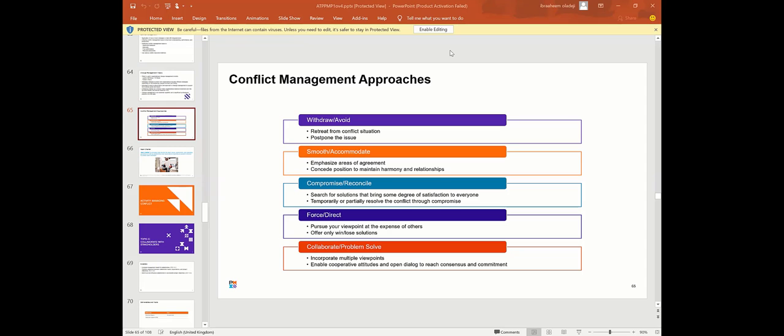Can I think of an example of this? No. The next one is force / direct. Pursue your viewpoints at the expense of others, offer only win/lose solutions.